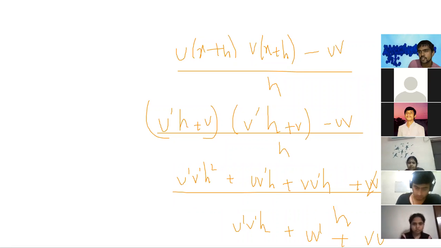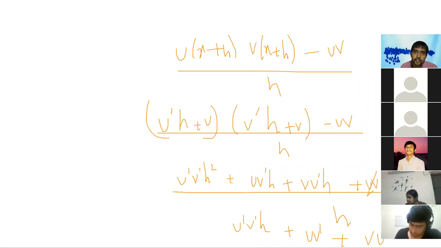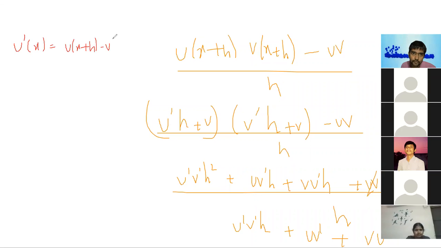Santosh, did you understand the steps? Santosh, are you there? Yes, sir. Did you understand the first step? How I got u of x plus h is equal to u dash h plus u? See here. Himaja, did you understand that step? What is u dash of x? Derivative of u of x? It is u of x plus h minus u of x whole divided by h. Is this step clear? By the definition of a derivative?